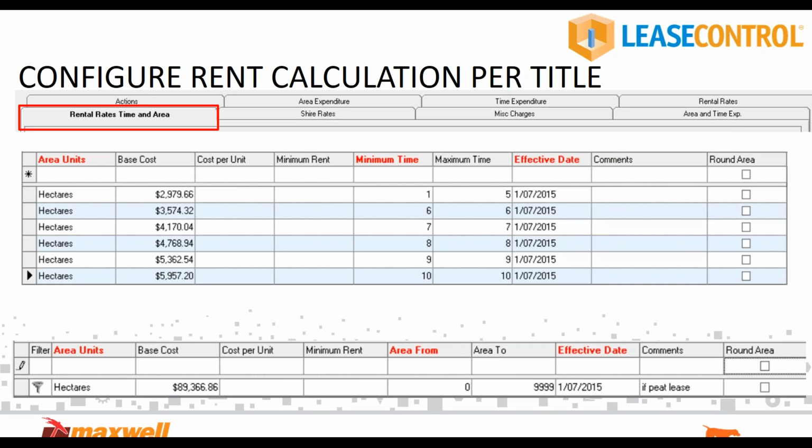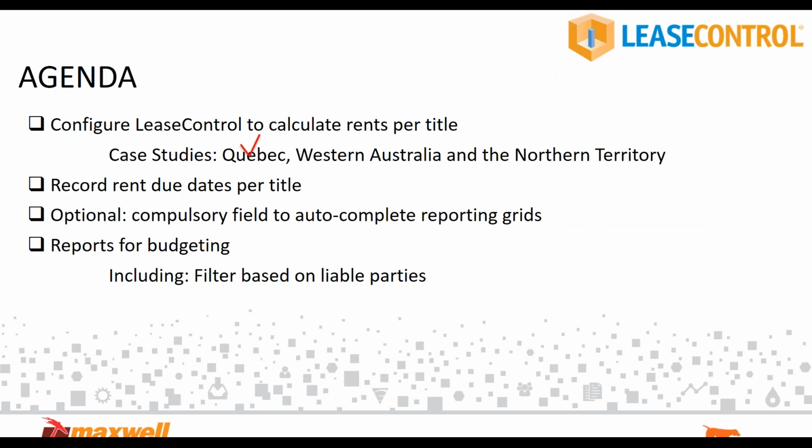We simply complete this bottom grid per row in the top grid and then we're done. So that's Quebec, the process for which applies to every title that has a set rent fee per title, noting that filter can be used for a variety of different purposes.